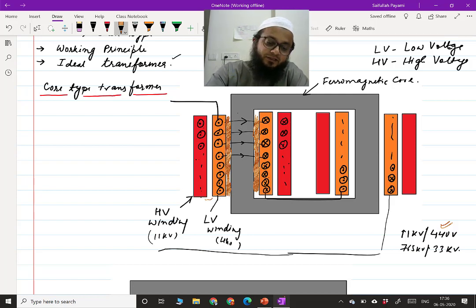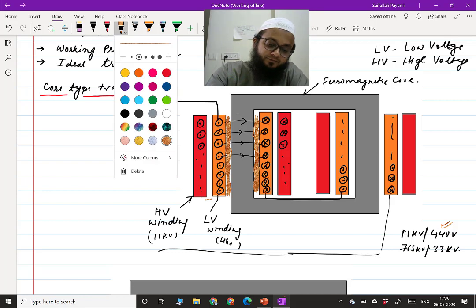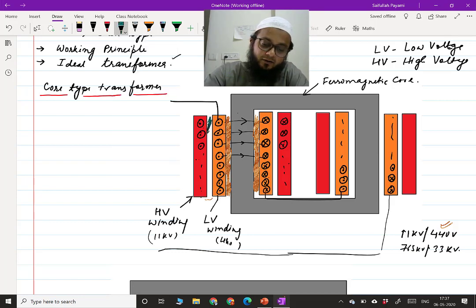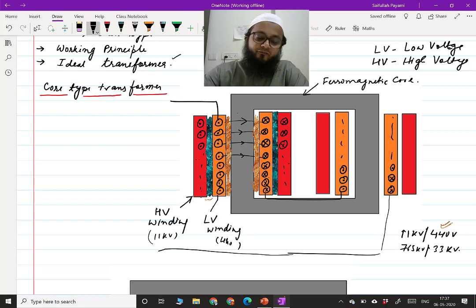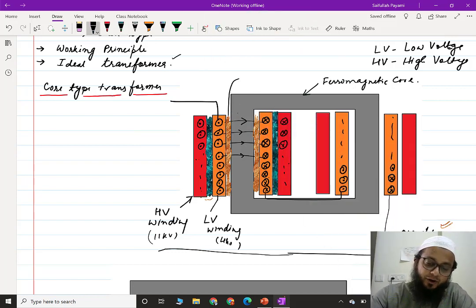So here the insulation required is different. We have different insulations here. The one which is shown here is the insulation required to provide insulation between the core and the low voltage winding.